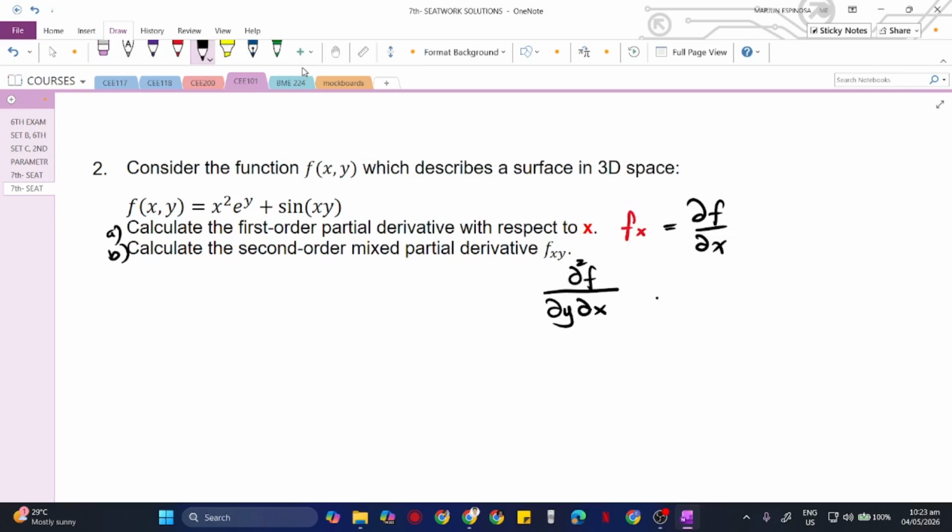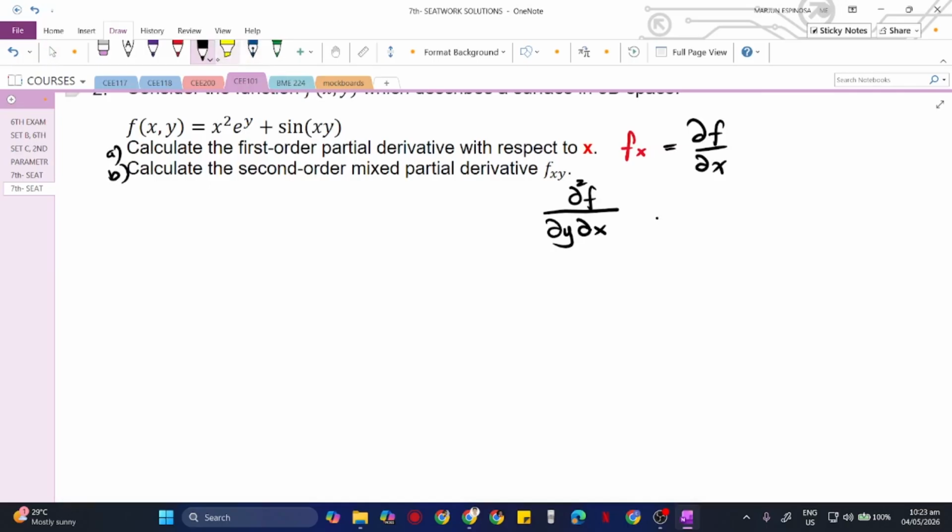So, first, let's start with the letter A. Okay, for letter A, that is df over dx, or that is f sub x. So, that refers to the first partial derivative of our function with respect to x. So, any variables other than x will be treated as constant. So, in the first term, e raised to the power of y is said to be a constant. So, we can set that aside.